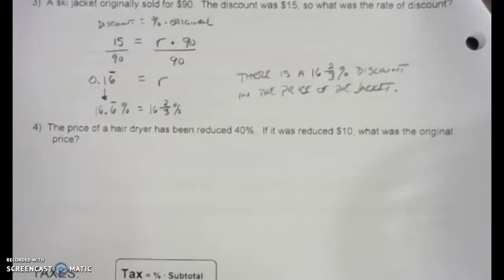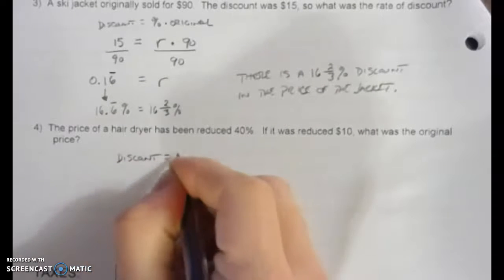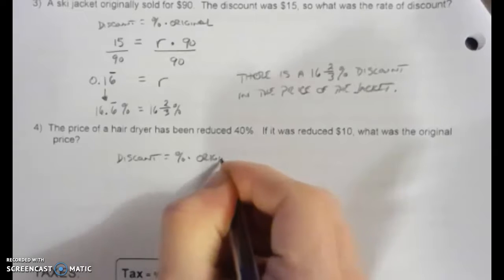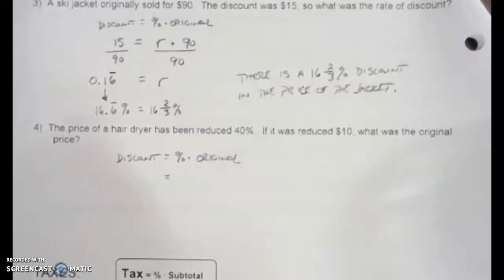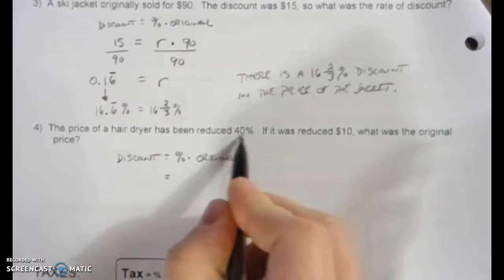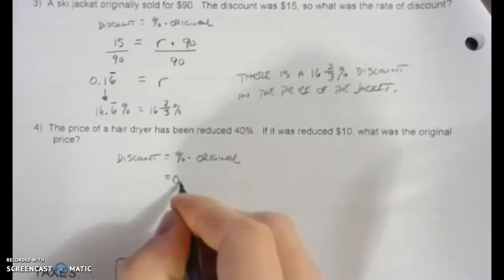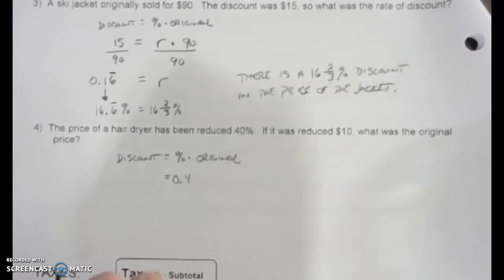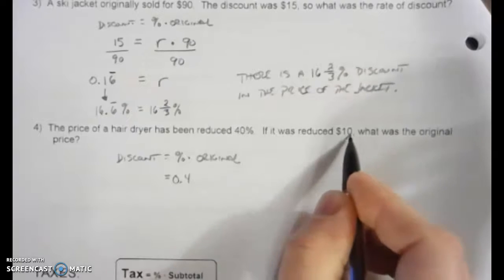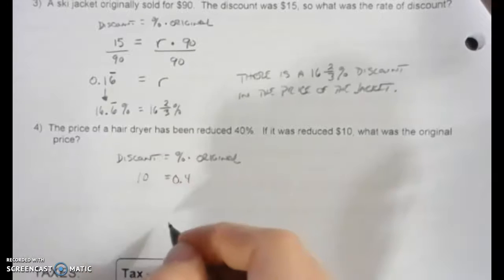Example 4 tells us that the price of a hairdryer has been reduced 40%. If it was reduced $10, then what was the original price? So once again, we need to start with the equation, which says that discount is equal to a percent of the original price. Let's see if we can find the different pieces that we need here. They tell us that the price of the hairdryer has been reduced by 40%. So for our percentage, we're going to change that to a decimal. 40% is going to be equal to 4/10. And then it says if it was reduced $10, well, that's how much the price went down. That is the amount of the discount. So $10 is going to be the discount.